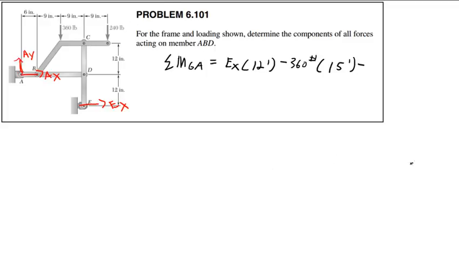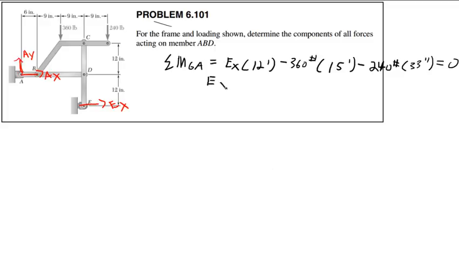Minus 240 pounds times a distance of, let's see, that's 33, you said? Yeah, that sounds about right, 33 inches, and all of that equals zero. Why? Because this is statics class, yes.